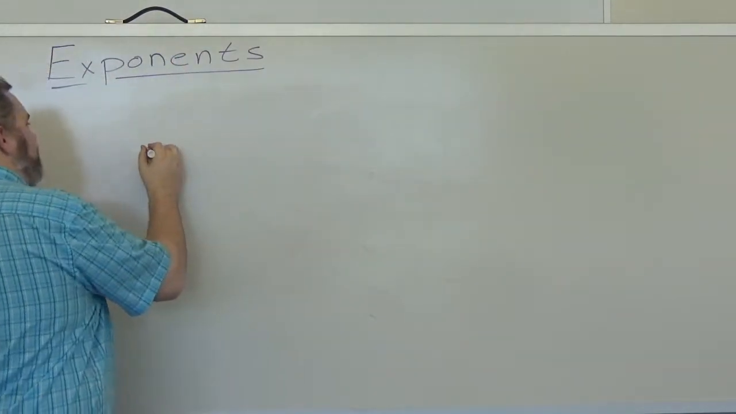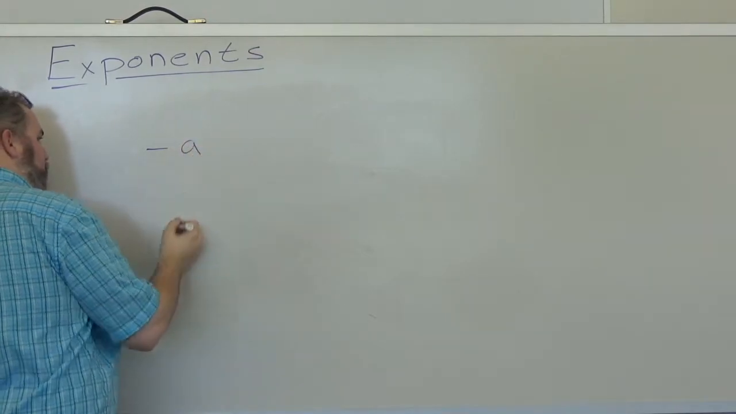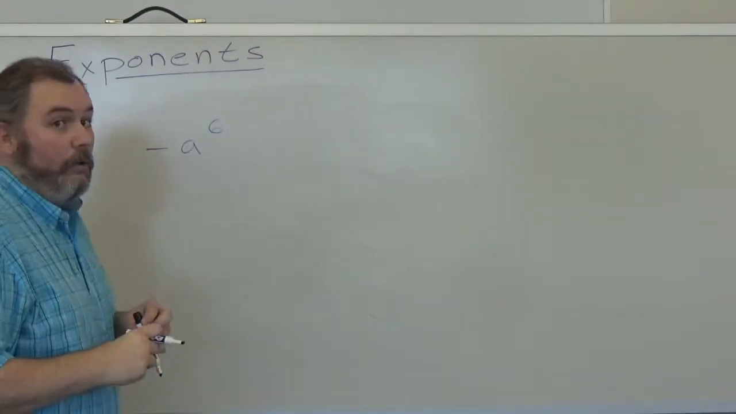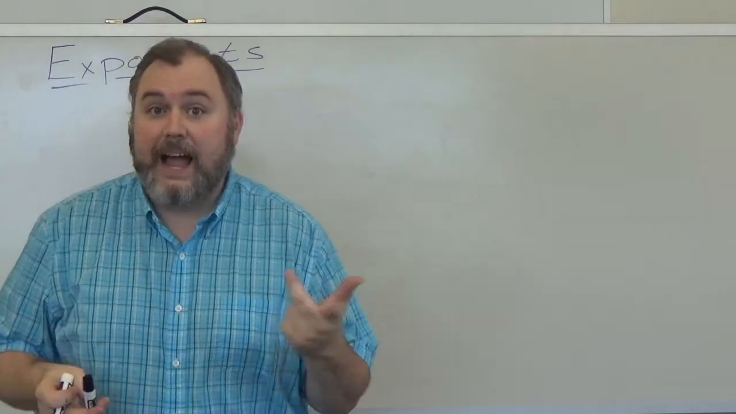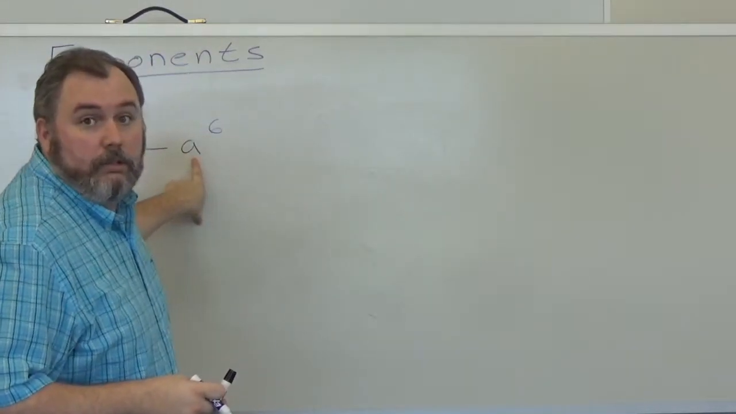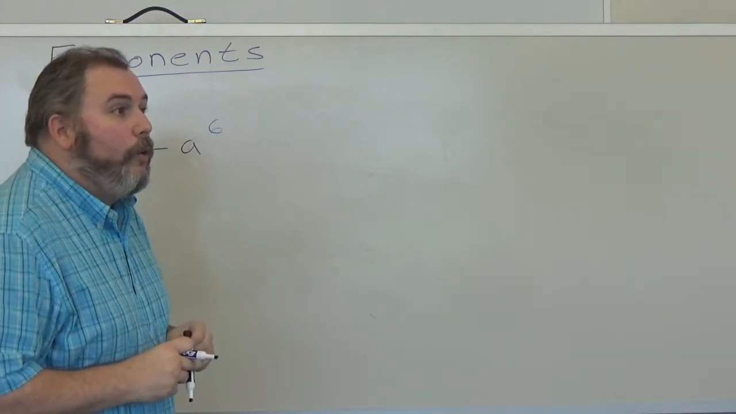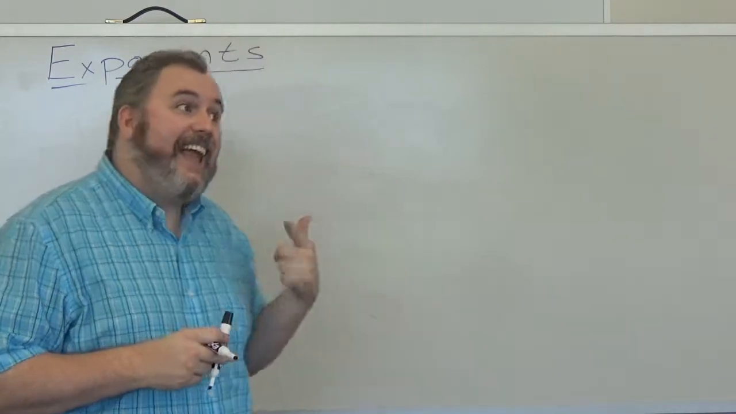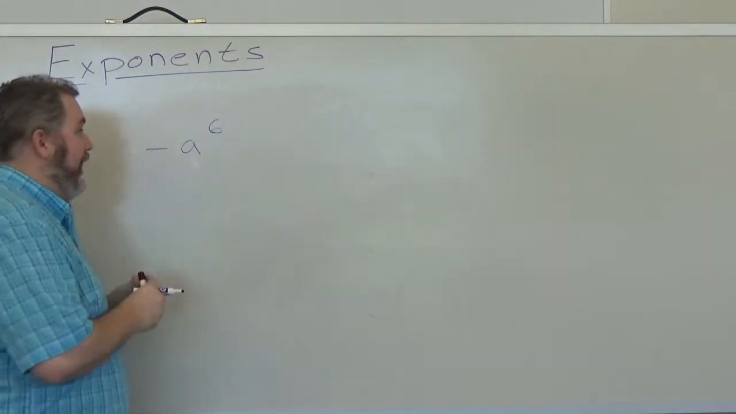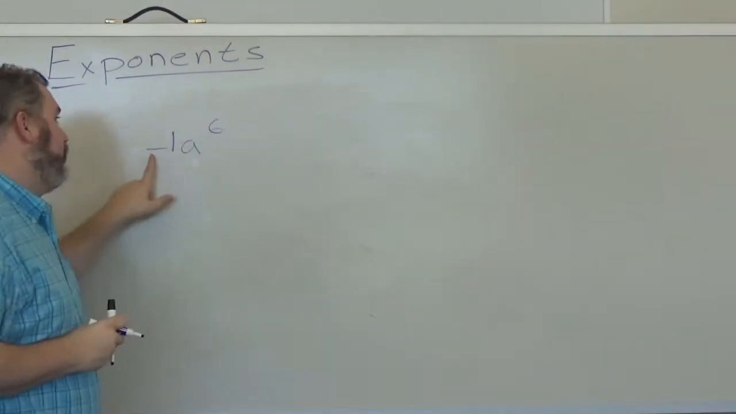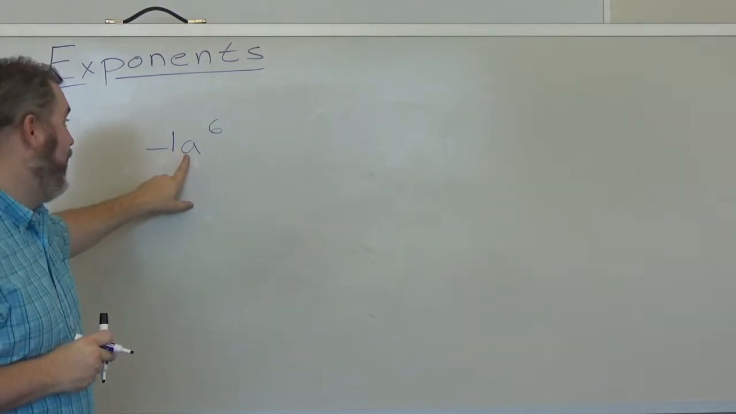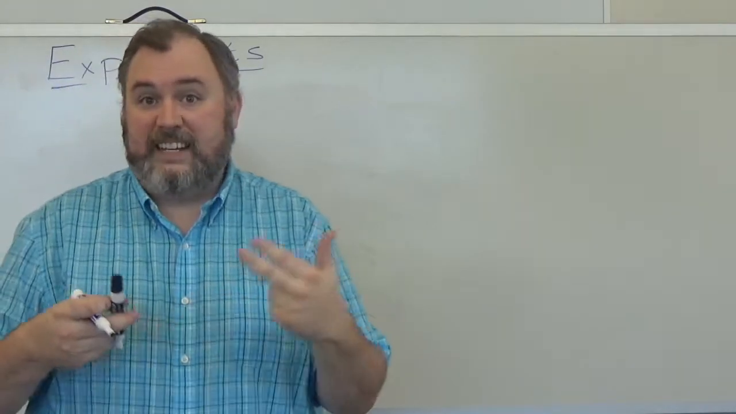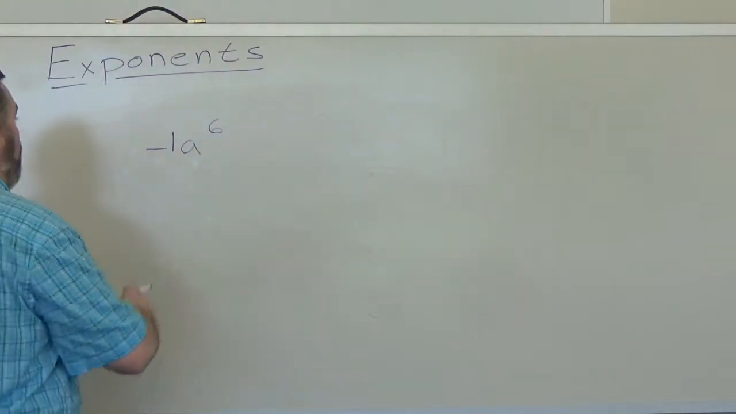If I take negative a and I'm raising it to the 6th power, okay, the only thing that's being raised to the 6th power is the a, not the negative. Why do I mean that? Well, I've told you before, and you should know this already, technically what's in front of this a is the number 1. So this is saying negative 1 times a to the 6th power. So when you go to do this, it's just going to be negative a to the 6th power.